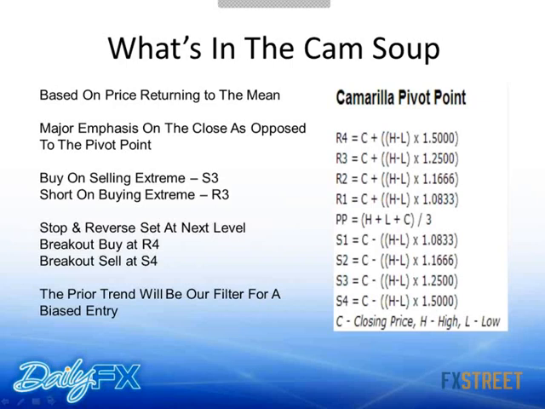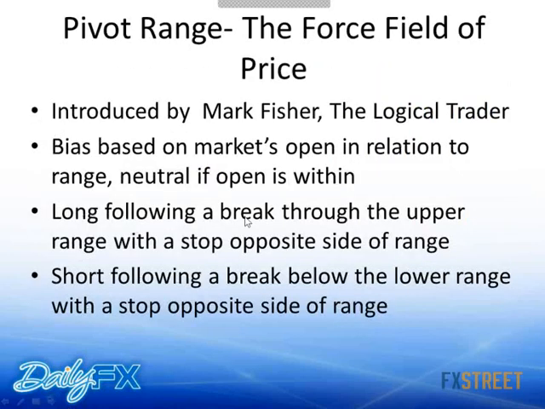Guys, one last thing I'm going to touch on. I think we've got about a minute left. It's pivot range. We are running out a bit of time, but I think it's helpful to note if it's something you haven't used before. It was introduced in Mark Fisher's book, The Logical Trader, a book I definitely recommend. Sorry for all the book recommendations. But effectively what it's doing is it's just giving you a range around the pivot to act as a firmer point of support in an uptrend, resistance in the downtrend.